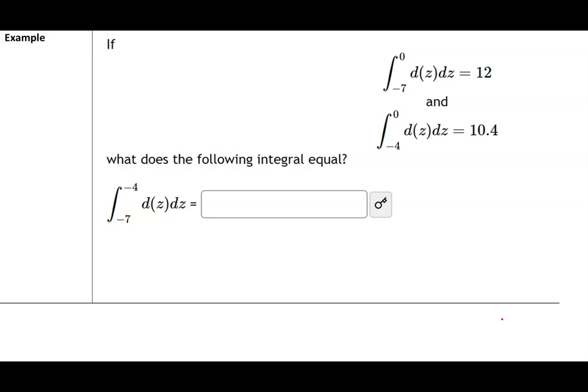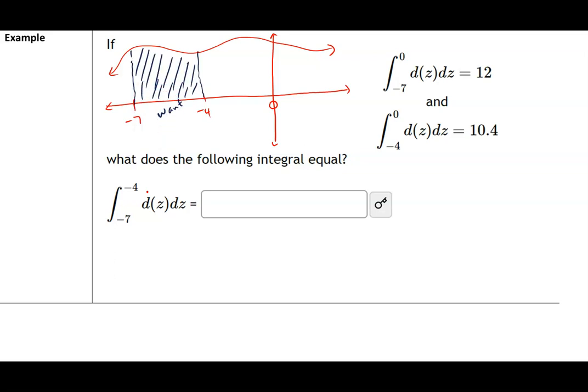All right, and then I think this is the last one. What is this following integral equal to? From negative 7 to negative 4. So if negative 7 to 0 is 12, negative 4 to 0 is 10.4. We just want to know negative 7 to negative 4. Best way is to graph this. So from negative 7 to 0 is equal to 12. And from negative 4 to 0 is equal to 10.4. We subtract those, and that'll give you 1.6.